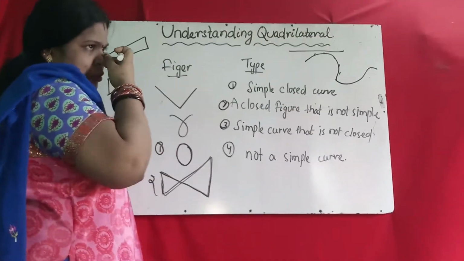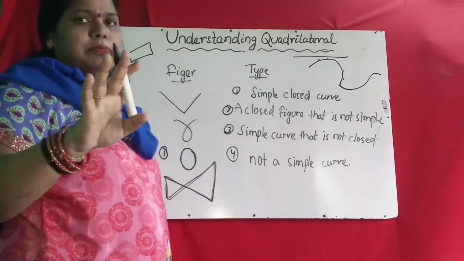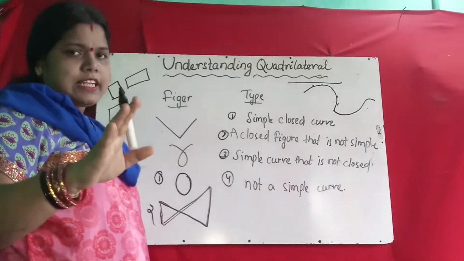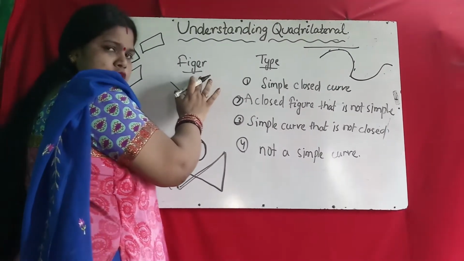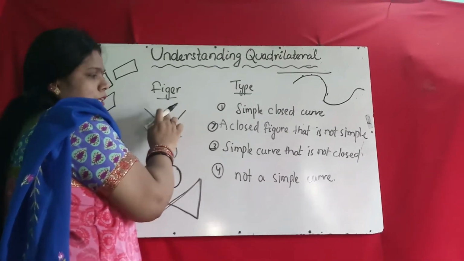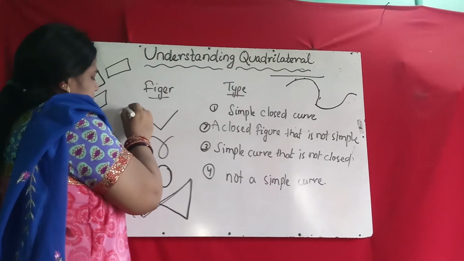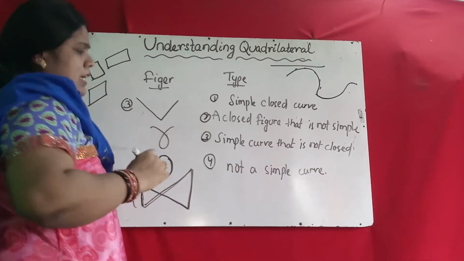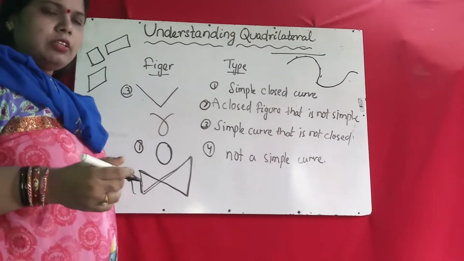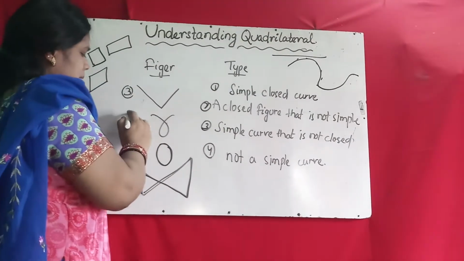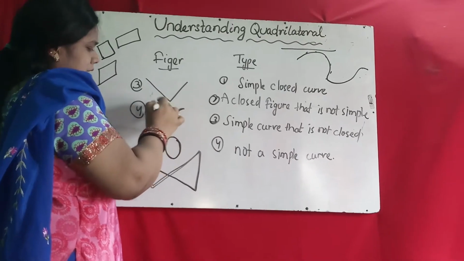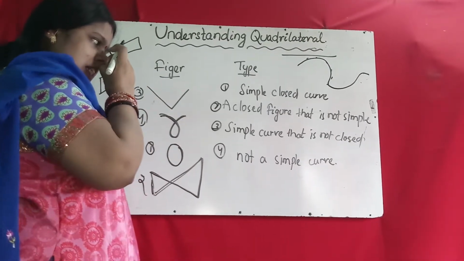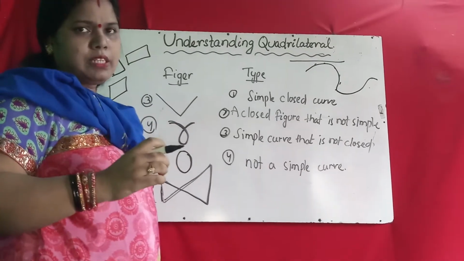To become a closed figure with straight lines, a minimum of 3 lines is needed, that is a triangle to start. So here this side is not closed, it is open. So it is a simple curve but it is not closed. Then, a curve but not a simple curve. This one is a little complicated, so it is not a simple curve.